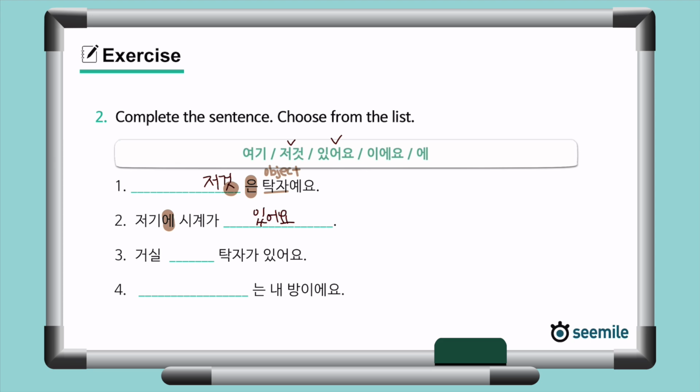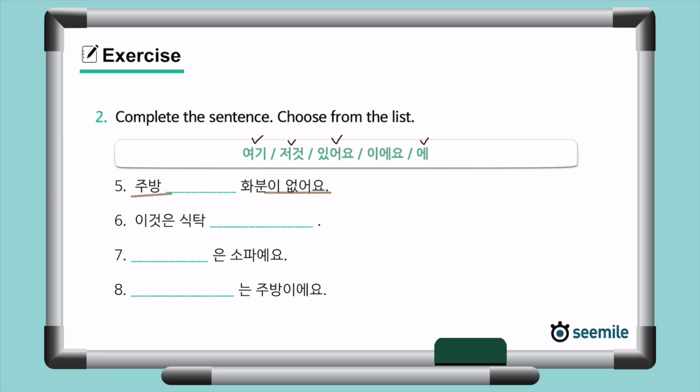Number 3. 거실 is the place and 탁자가 있어요 means there is a table. So the particle 에 would be best suited here. 거실에 탁자가 있어요. There is a table in the living room. Next, 내 방 is a type of location. So 여기 out of the words in the list can be used. 여기는 내 방이에요. Here is my room. Next, 주방 is a place and 화분이 없어요 indicates the absence of a flower pot. So again, the particle 에 should be used. So 주방에 화분이 없어요. There is no flower pot in the kitchen.